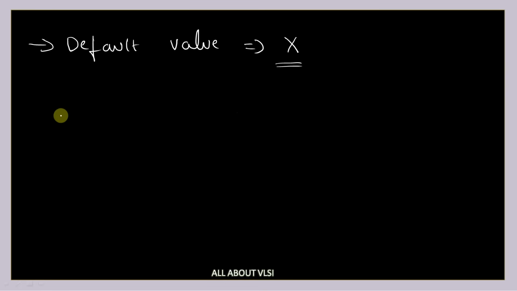Now let's say I write reg a is equal to 1'b1. What will be the value that is going to be stored inside this a? Can anyone tell me?